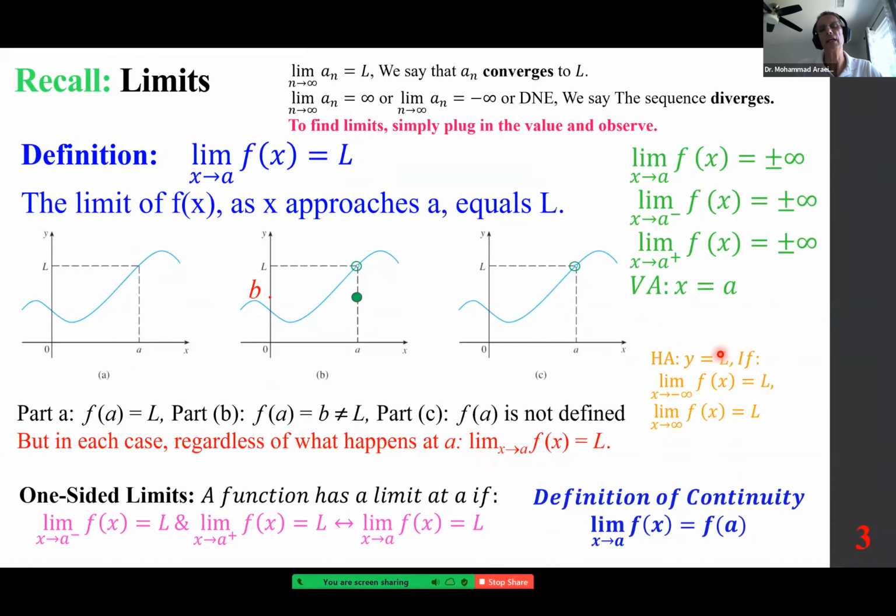Also, we looked at VA and HA. VA stands for vertical asymptote. When we take a limit as x approaches either a from the left or a from the right, and the result is infinity or negative infinity, x equals a is the VA, vertical asymptote. If we take a limit as x approaches negative infinity or positive infinity, and it gives us a result such as L, then the line y equals L is the horizontal asymptote.